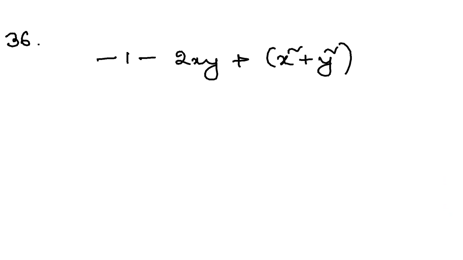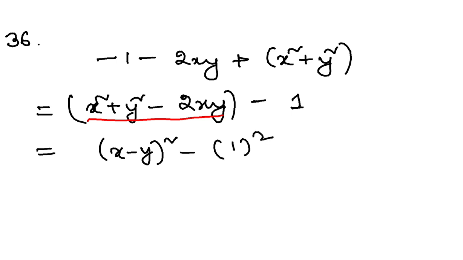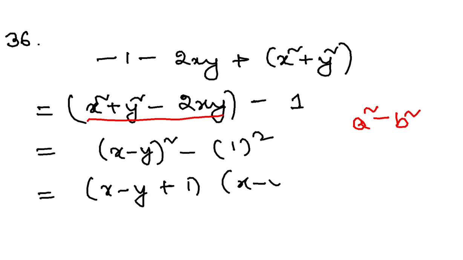Now question 36 is very, very important. You have to arrange the terms a little bit. So x square plus y square minus 2xy, write it together. So we can write like this, minus 1. Okay, so now this means x square plus y square minus 2xy, that is x minus y whole square, minus 1, that is 1 square. Okay, so now you can imagine this as a square minus b square. So we have a plus b into a minus b, isn't it? Applying this formula here, very easy. Then this question is very important. Now let's go to question number 37.